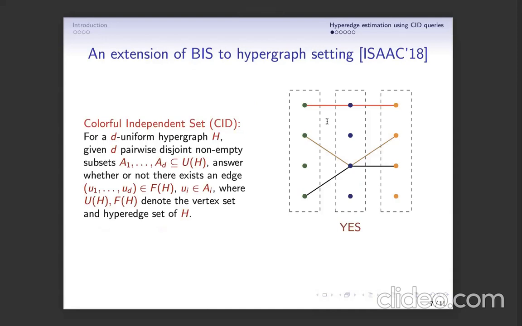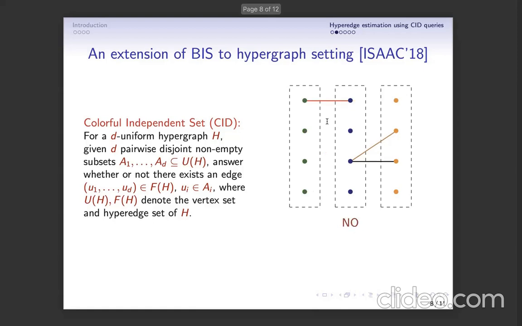BIS has been extended suitably to the d-uniform hypergraph setting, and the oracle is named the colorful independent set oracle, in short CIS, where we give d disjoint subsets of the vertices to the oracle, and the oracle reports us if there exists a hyperedge spanning all of the d queried subsets. For example, this slide shows a yes instance, and this slide shows a no instance.